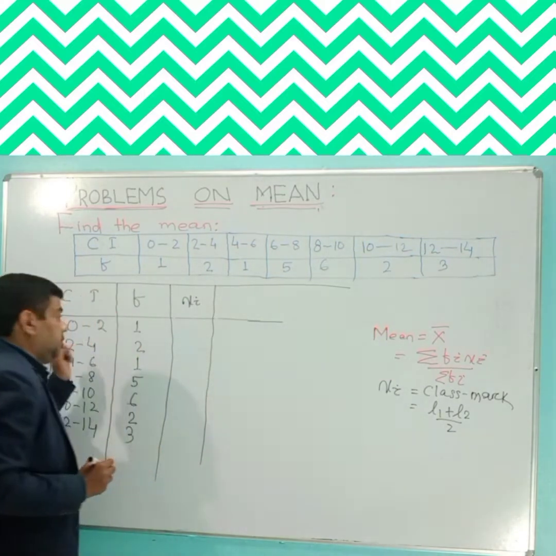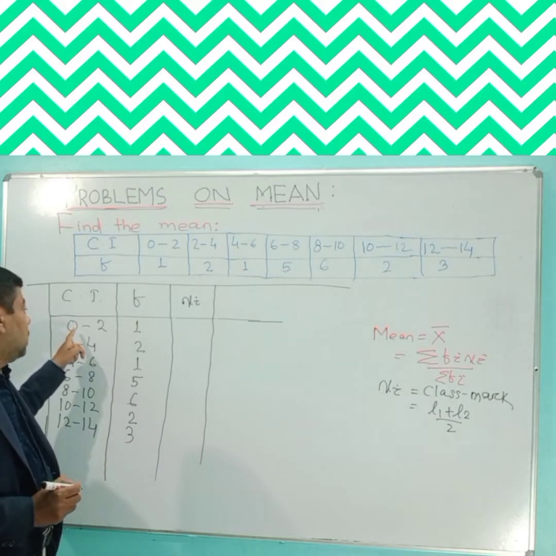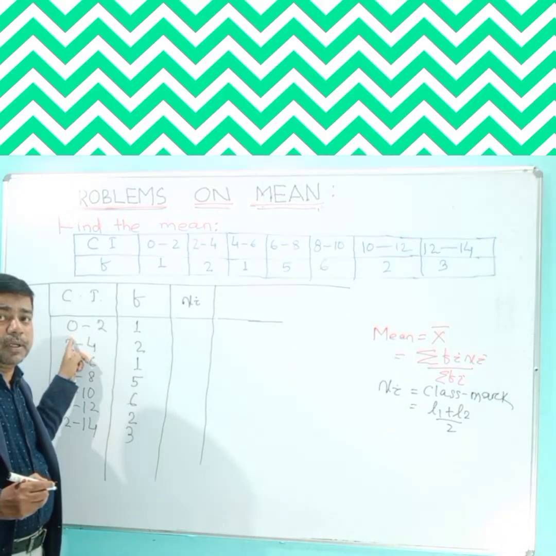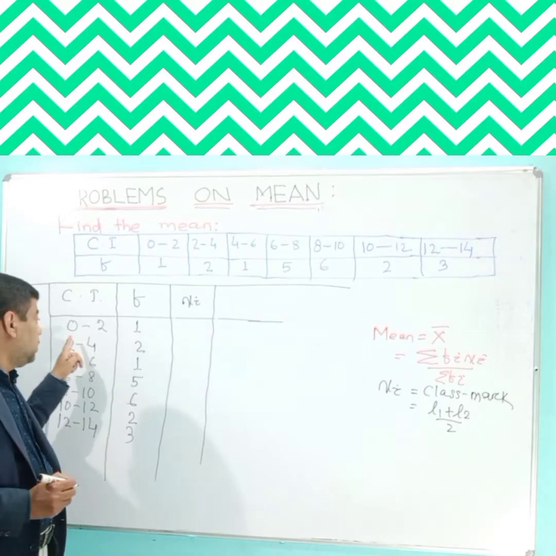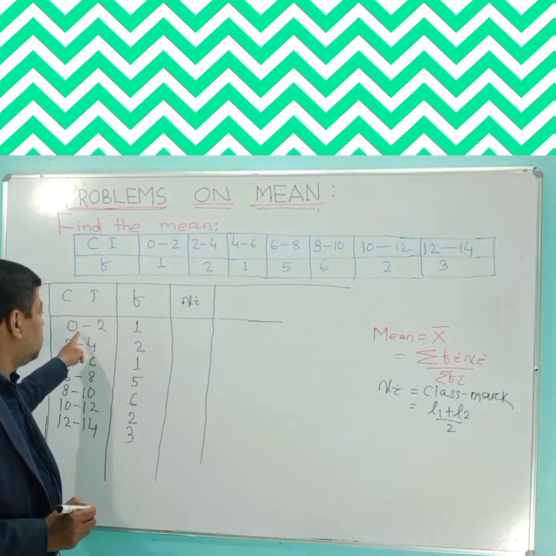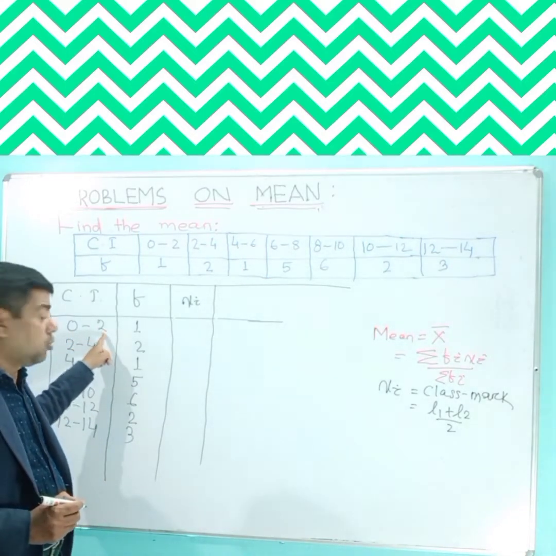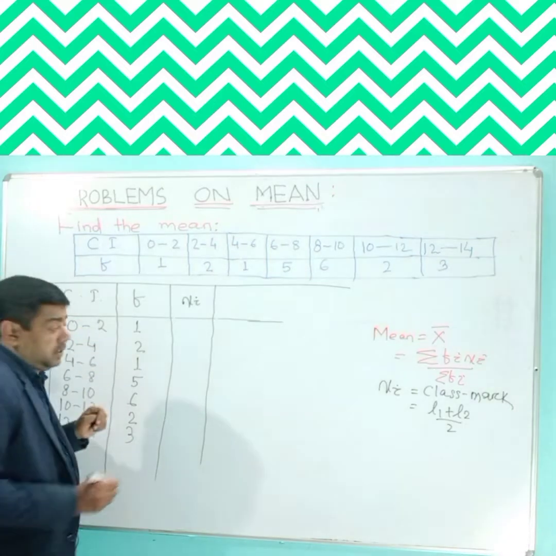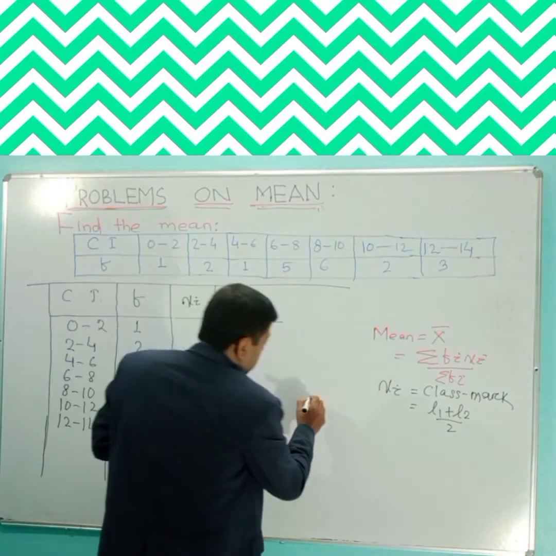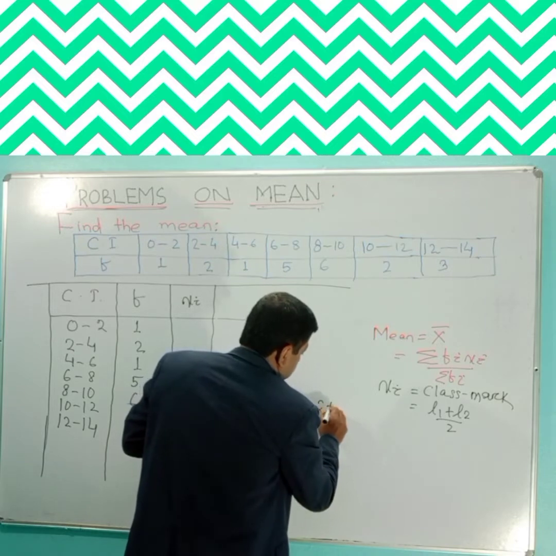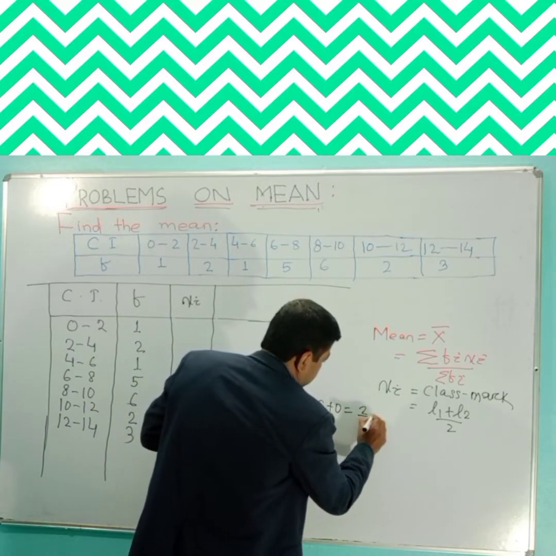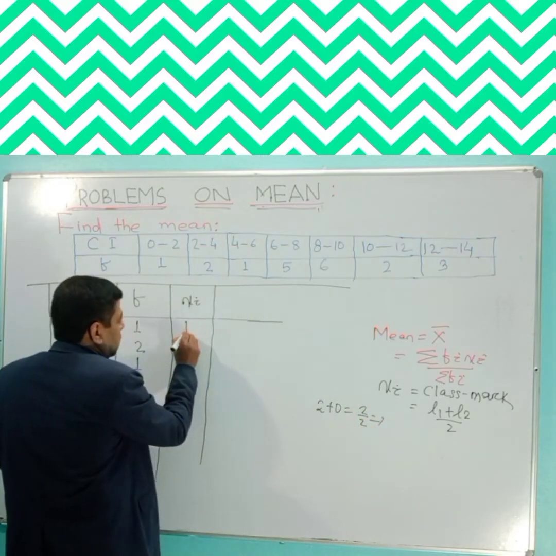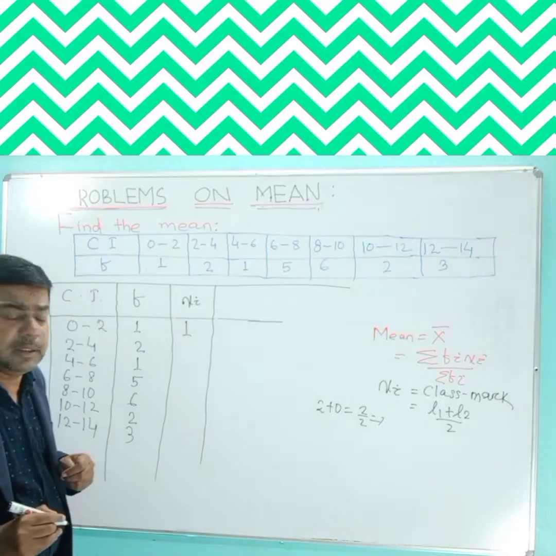Look at the first class interval, 0 to 2. Here the lower limit L1 is 0 and the upper limit L2 is 2. So 2 plus 0 is 2, divided by 2. Half of 2 is 1. So here the class mark is 1. Understand or not?